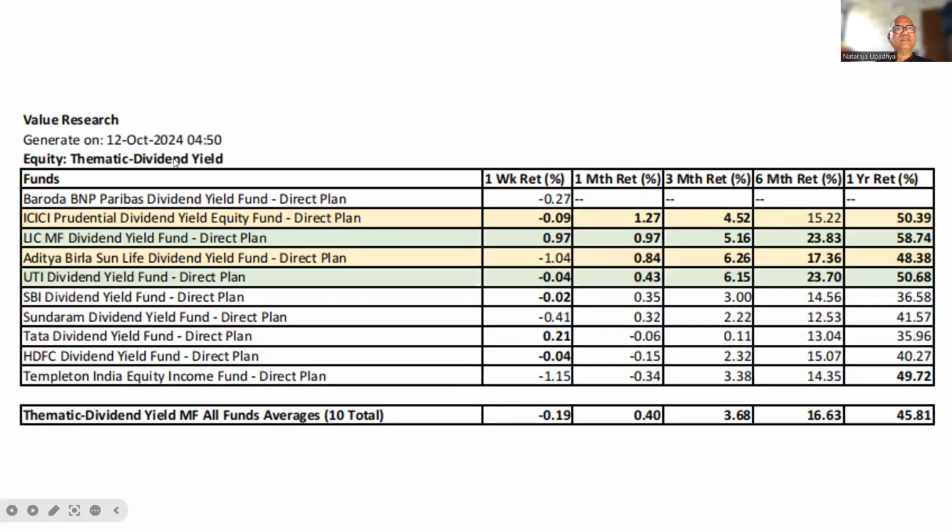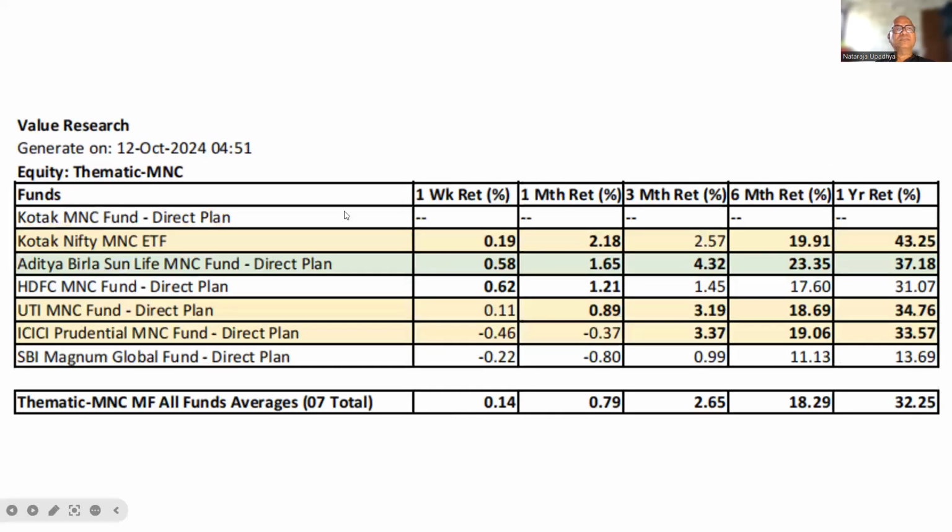Value Research thematic dividend yield funds, 10 funds, not good, negative for the week, not impressive. Annual return may be slightly good, 45.81. Two funds are in green. LIC MF Dividend Yield Fund came close to 60%, 58.74%. UTI Dividend Yield Fund. None are above 2% for the week. Next is thematic MNC funds, 7 funds, nothing to talk about. One in green, Aditya Birla Sun Life MNC Fund with 37.18% for the annual return. None are above 2% for the week.